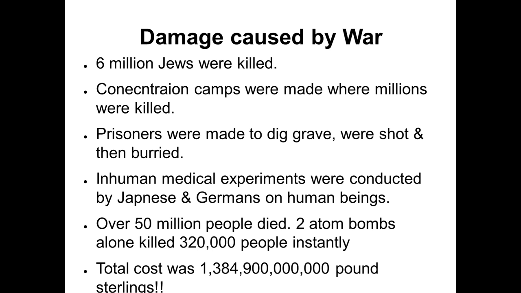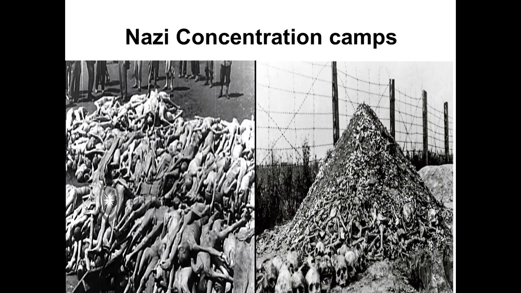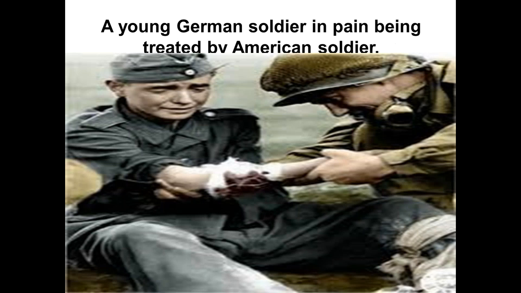Now see, these are the dead bodies. And on the left-hand side are the other dead bodies. Right-hand side are the stone mountains made of human skulls. Something which Babur did. It is mentioned in the Babur Nama that Babur used to make mountains of human skulls of their enemies. This is what Germans did. And mainly, the dead were Jews. Now, a young German soldier in pain being treated by an American soldier. It was after the war.